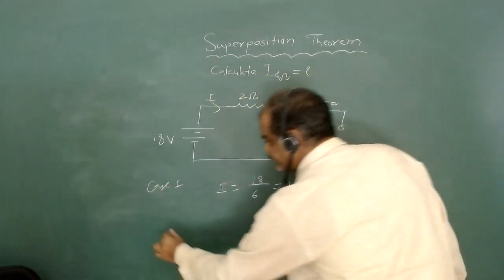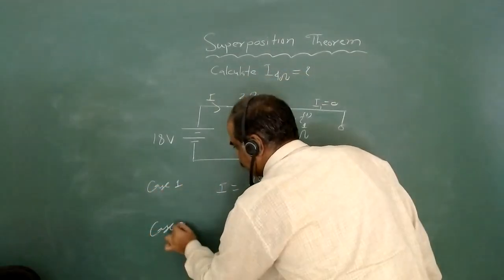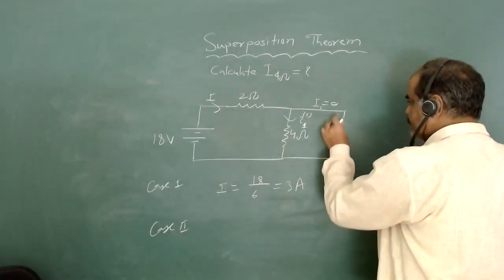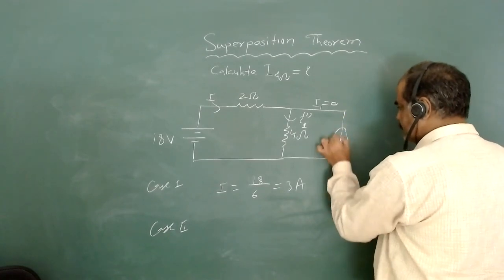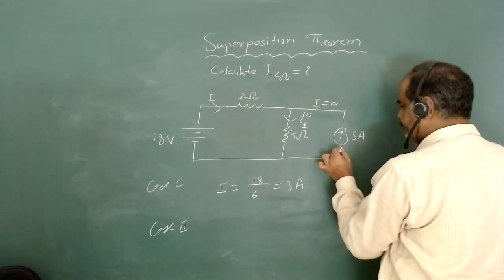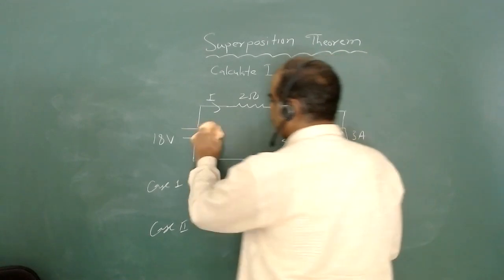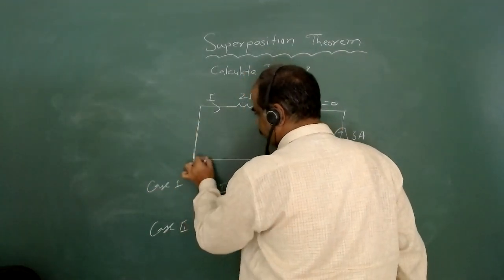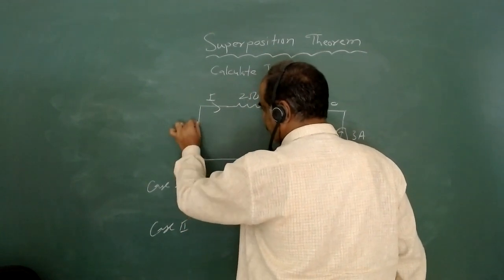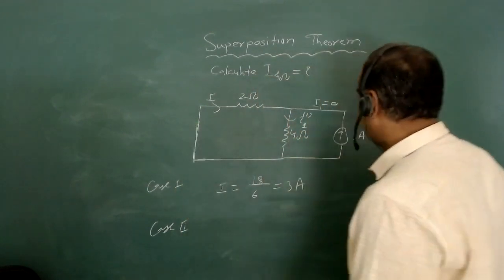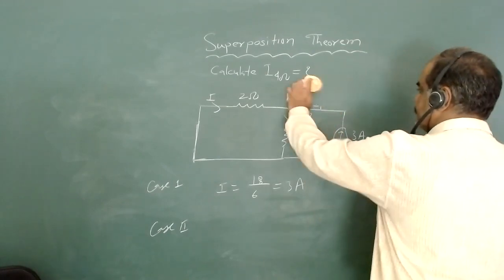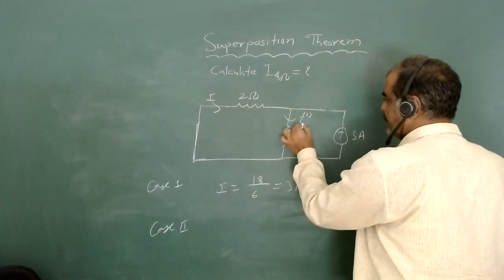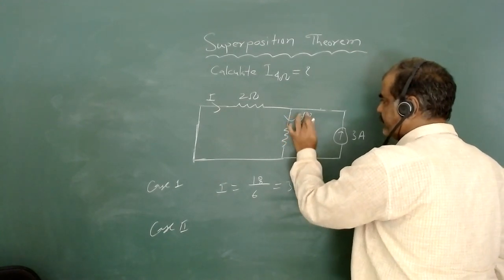Now case 2. In case 2, I want to see the effect of this 3 ampere current source. So now we'll make this battery a short circuit. Short circuit means I will remove this battery and make Vs equal to 0. Now in this case, say the current is flowing here, I1 for the second case.